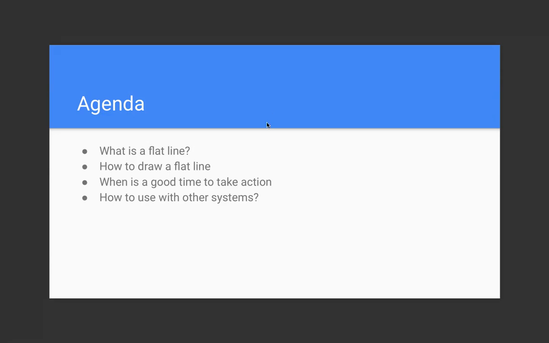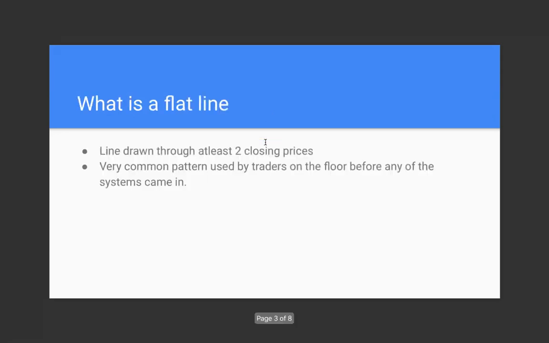Now let's move on to the next slide. What is a flat line? A flat line is a very simple concept, which is a line drawn through at least two closing prices. This is a very common pattern used by traders on the floor before any of the systems came in. They used to have charts in the olden days, before even the electronic systems came, and they used to draw the flat line and consider those as the support and the resistances. The only things they used were the flat lines and the lows and the highs.